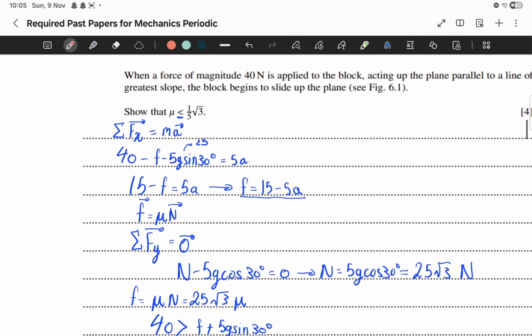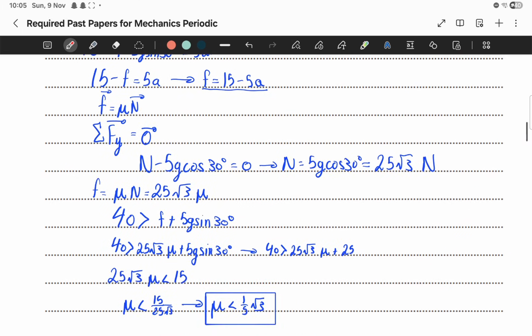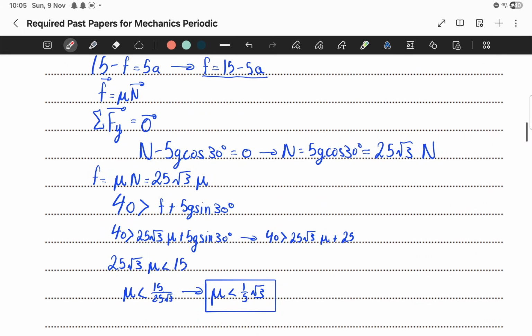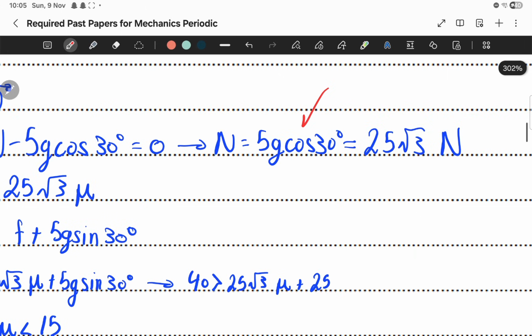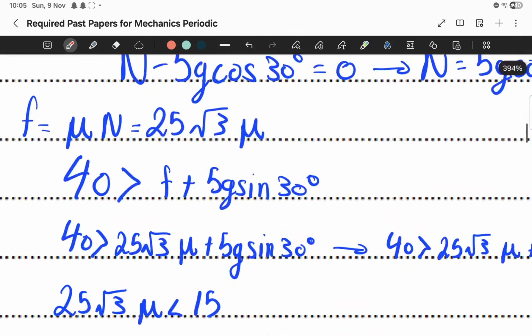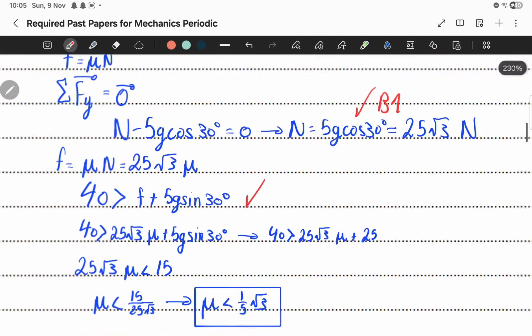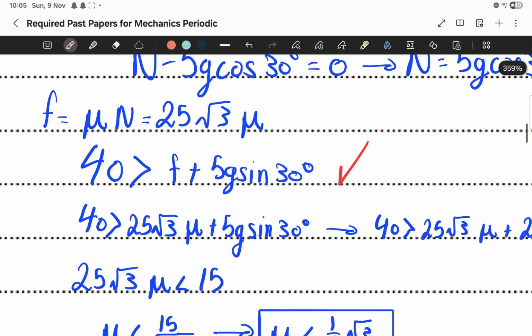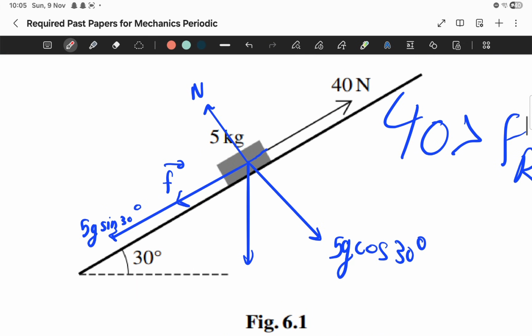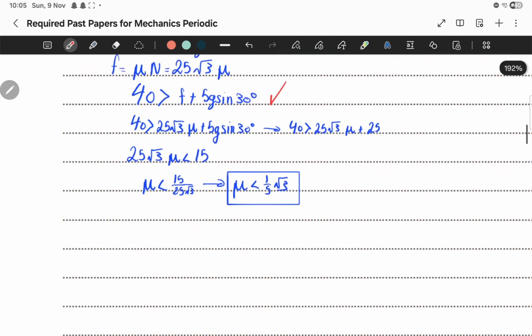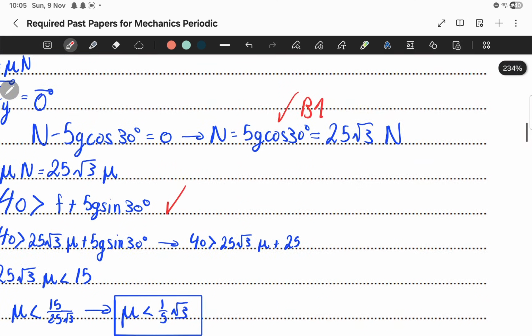Now, R, or N, is equal to 5g cosine 30, which is what we have. This is B1. Now, state that the net force of the plane is positive with 3 terms, which is what we did, right? We stated that the net force of the plane is positive because 40 is greater than F plus 5g sine 30, and 40 is the up one. It's in this direction, so we stated it as positive. This is equal to m1.